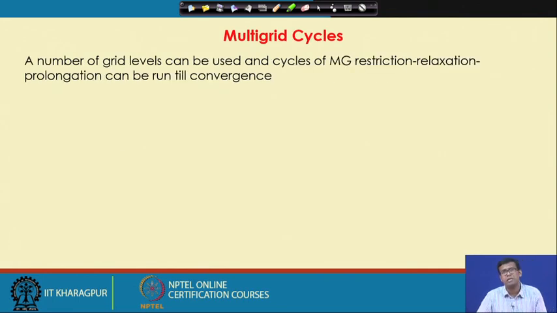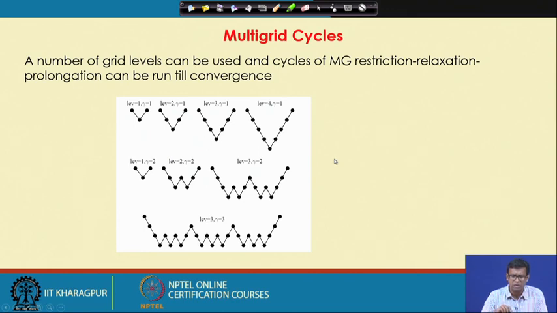A number of grid levels can be used, and a number of cycles of relaxation, restriction, prolongation can be run, or rather first restriction, then relaxation, then prolongation, that is the cycle that can be run till convergence. There are very well known V and W cycles. If we have one fine level, you go to the coarse level and again come back to the fine level, and probably the solution has already converged, that is called a V cycle. Or you again go back to the coarse level and follow this. So, coming from here to here, again coming from here to here, this is called a V cycle.